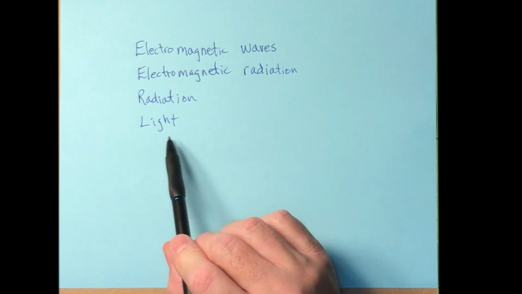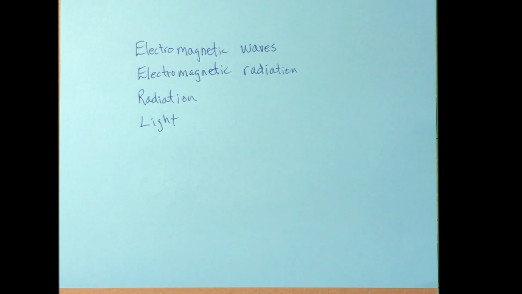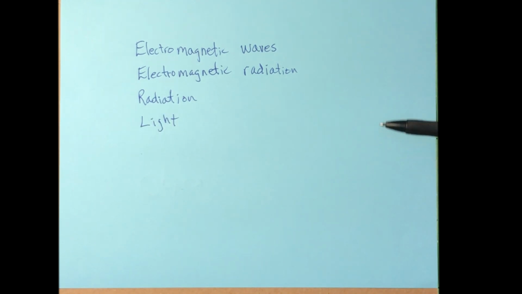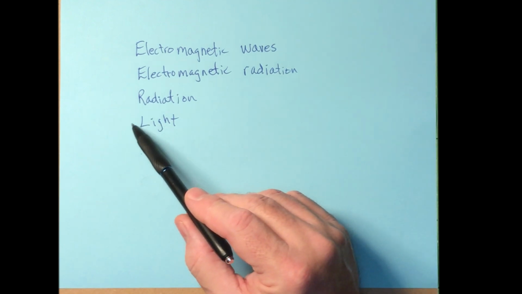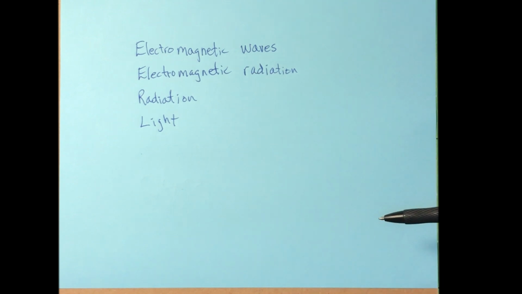Most people, when they talk about light, they're really talking about the visible part of the electromagnetic spectrum, but any part of the electromagnetic spectrum could potentially be called light. For example, you could have radio light, or X-ray light, or visible light, or infrared light. All of those represent different wavelengths of electromagnetic waves.